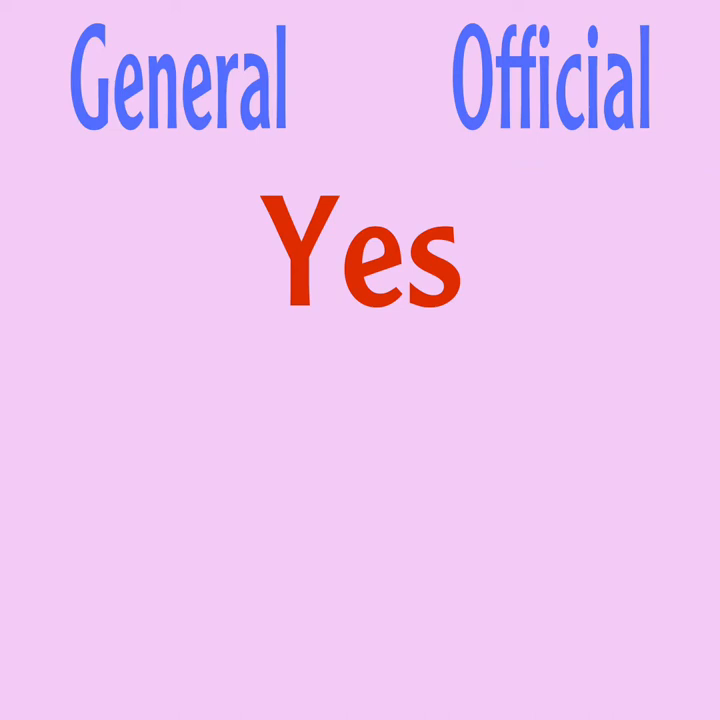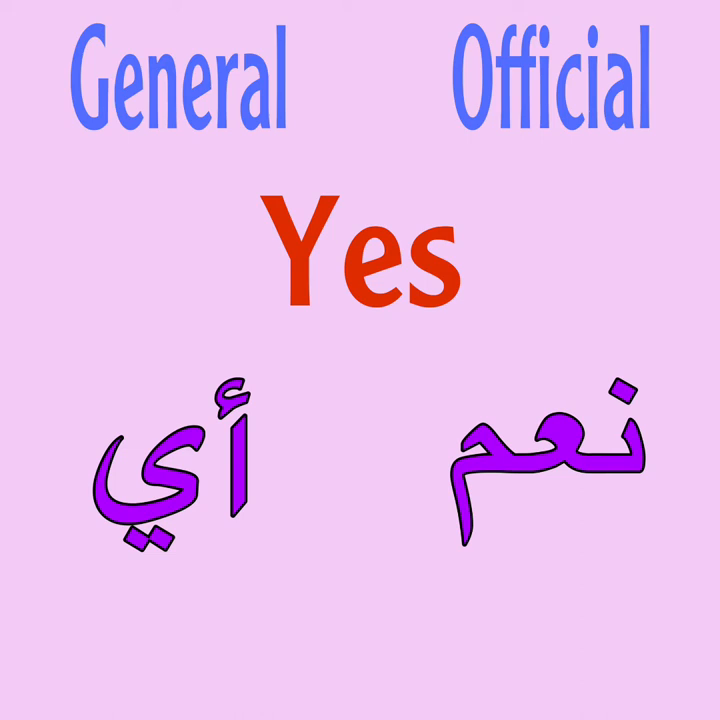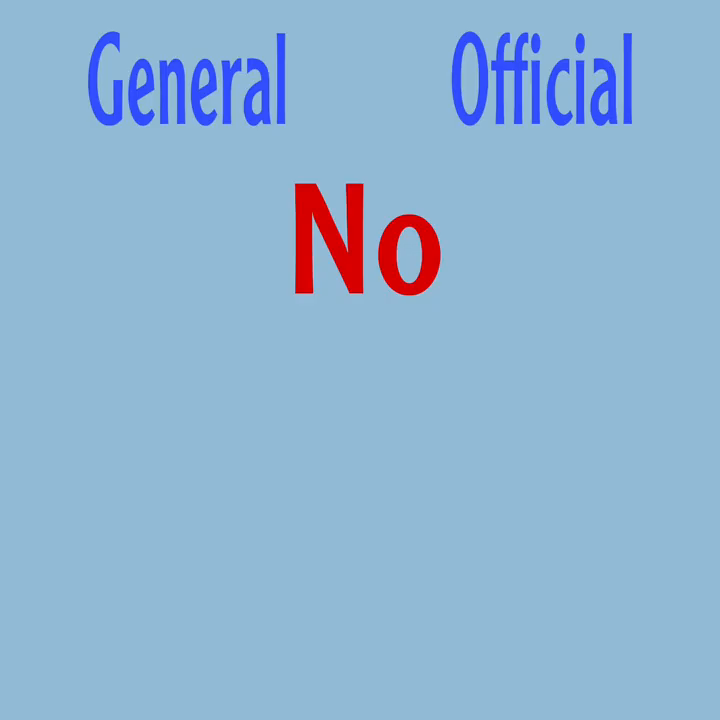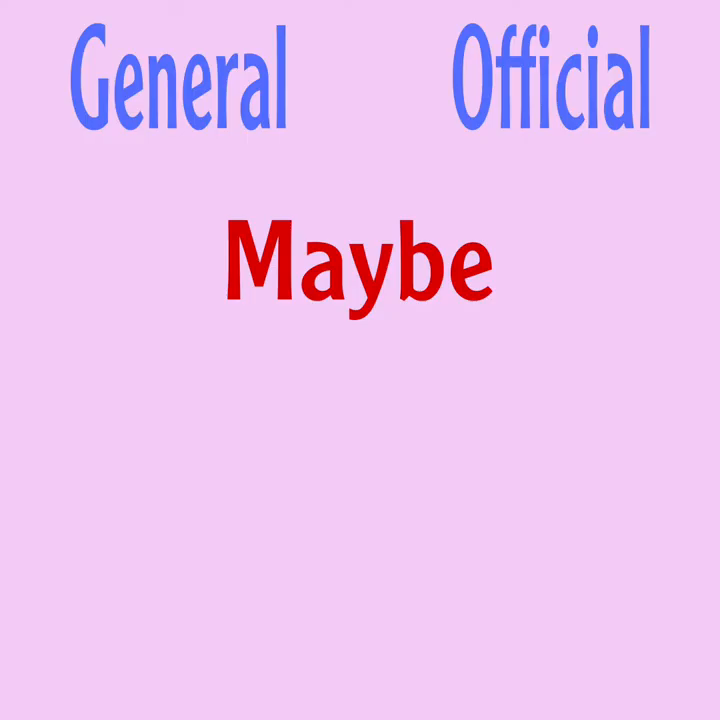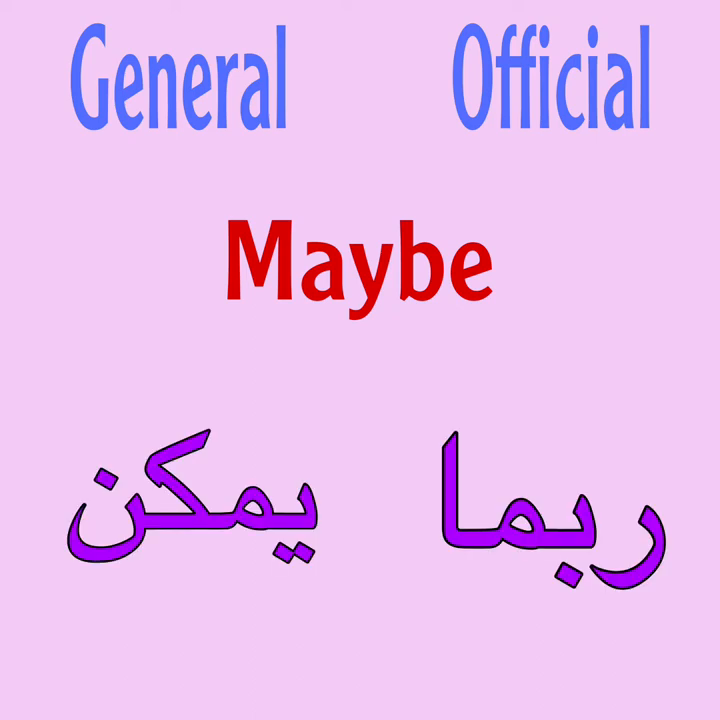So, how do we say yes in official and general? Yes is na'am or e. How do we say no? It is la. How do we say maybe? Maybe is rubbama or yimkin. In Arabic, we read from right to left. In English, we read from left to right.